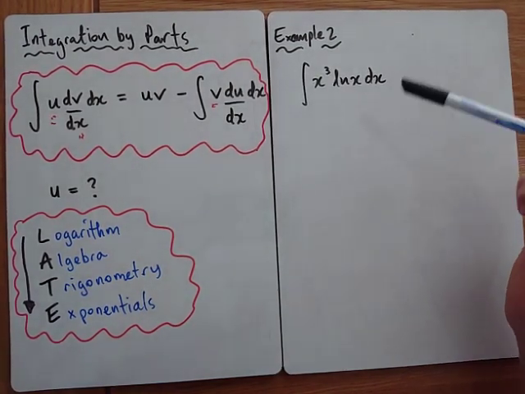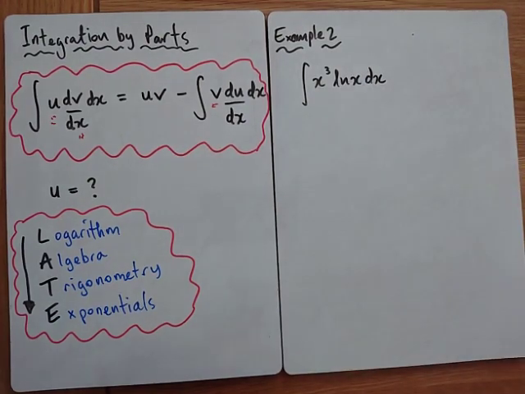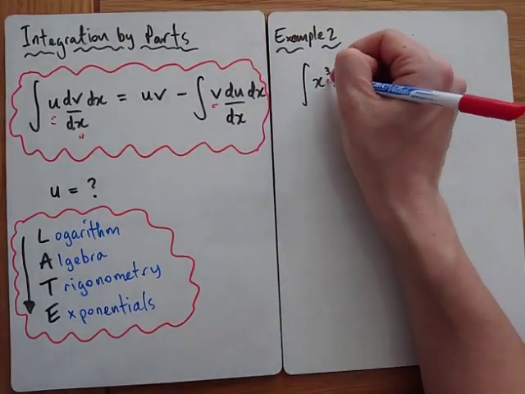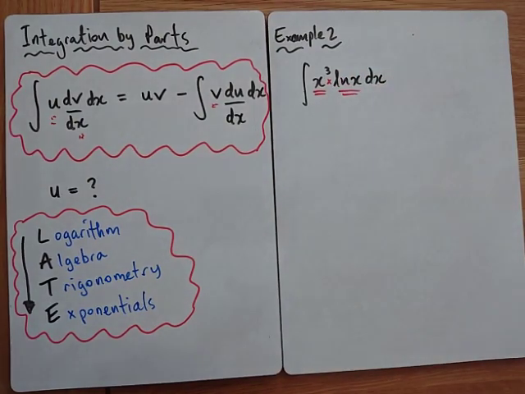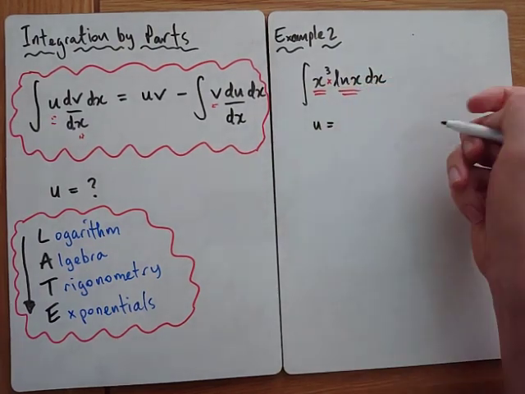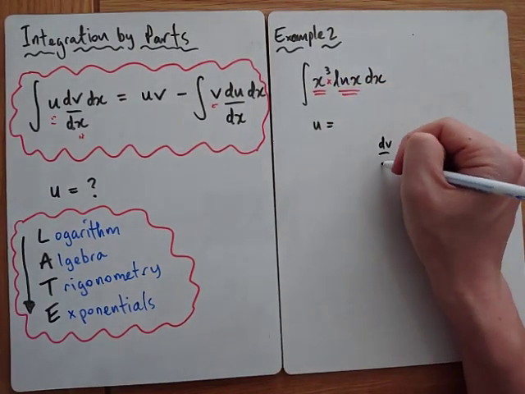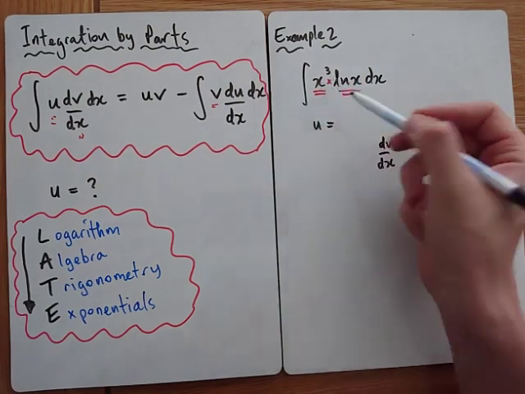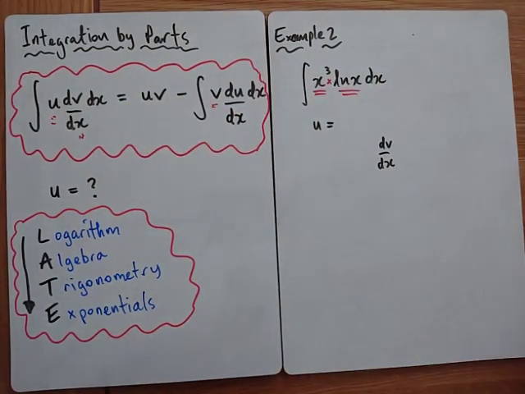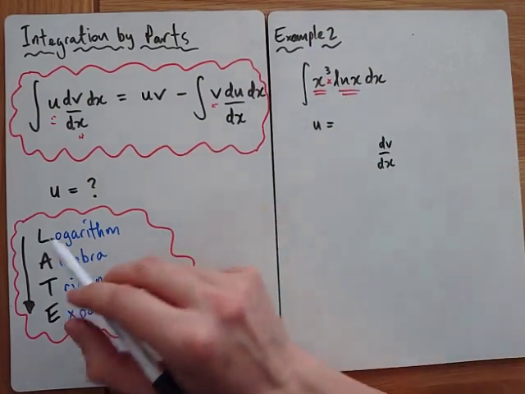Example 2 is the integral of x cubed ln x. And again, don't forget, we have to realise that we're using parts for this question. We've got two functions multiplied together. u equals, dv by dx equals. So obviously, let's just let u equal x cubed, because it looks like u dv. No, don't do that.